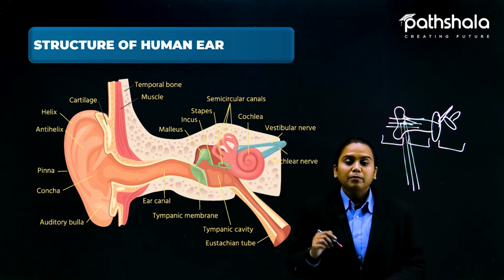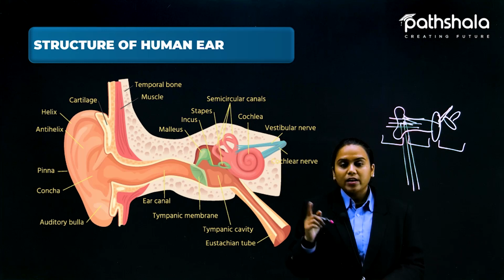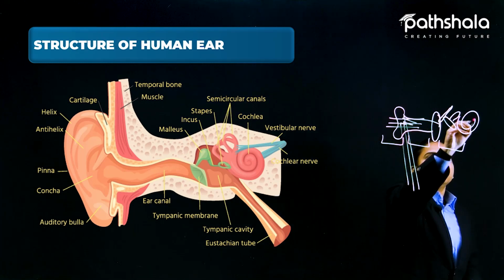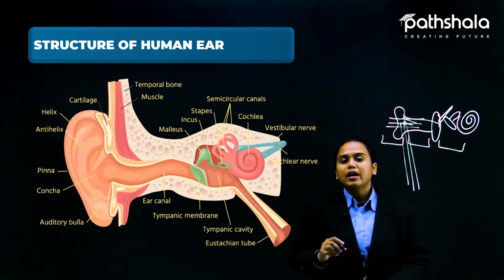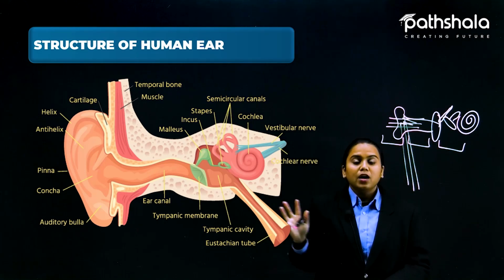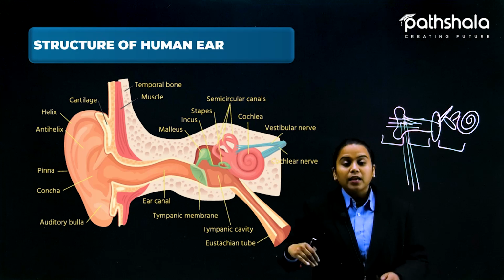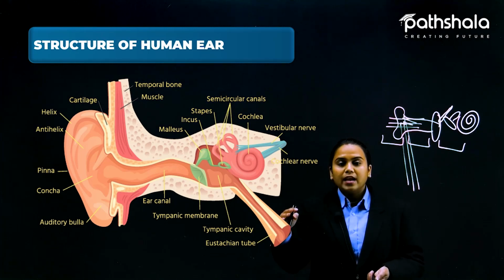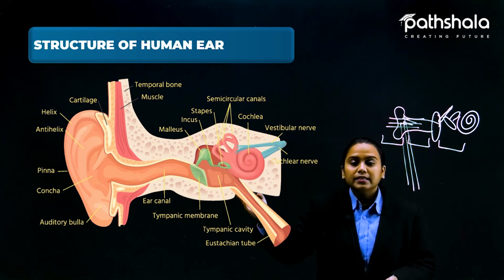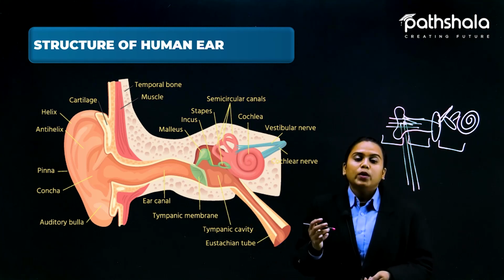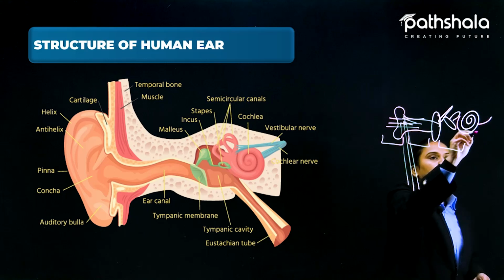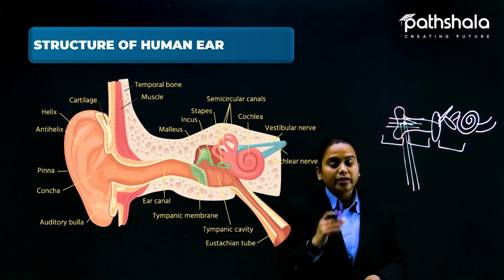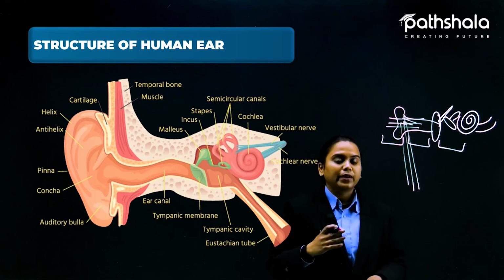One more thing before proceeding further: the cochlea. The cochlea is this ring-like structure, and we use it basically for converting the sound energy into electrical energy. From there it is transmitted to the brain through the auditory nerves. From here we proceed via the auditory nerves, which are connected to the brain.